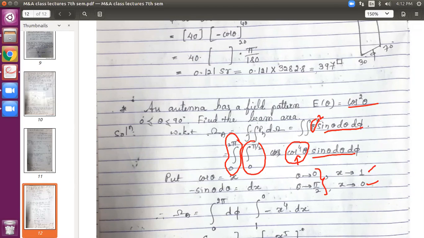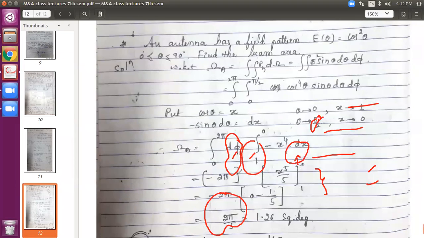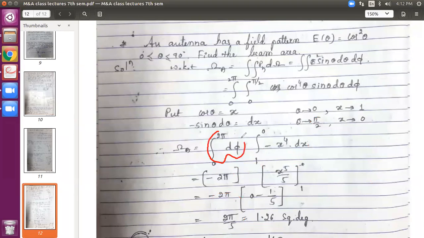So what I have done, two integrations are there. One I have calculated separately because two different variables are there: 0 to 2 pi d phi. This is one integration. For the other, I have changed the limits. A negative sign will come, minus dx, that I have put, and x is cos theta. So x raised to 4.